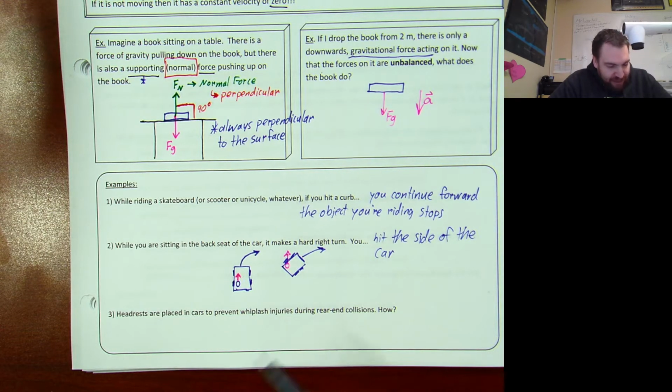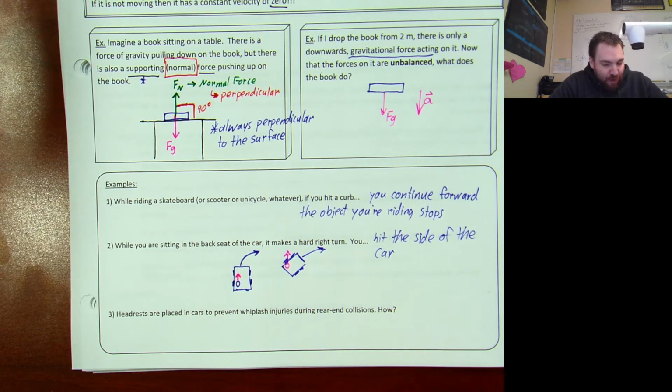Headrests, number 3 here. Headrests are placed in cars to prevent whiplash injuries during rear-end collisions. How does this work? Has anyone here been rear-ended? Was yours pretty quick? Were they moving pretty fast, or was it pretty slow? He was slowing down, and he hit you. Same kind of situation? And yours was pretty slow? Okay.